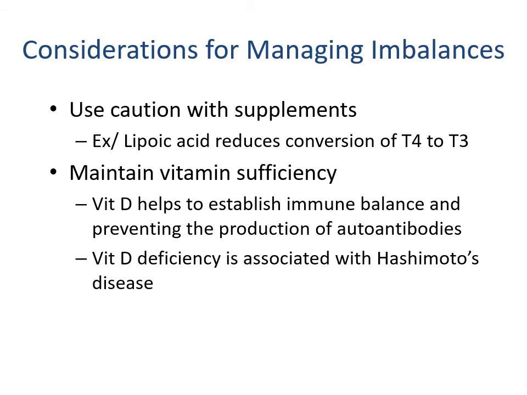Now again, we want to make sure that we're using caution with supplements. So for example, lipoic acid reduces the conversion of T4 to T3. So again, you want to make sure you're getting a good history from your patients. And maintaining vitamin sufficiency, so vitamin D helps to establish immune balance and prevent the production of autoantibodies, and vitamin D deficiency is associated with Hashimoto's disease.